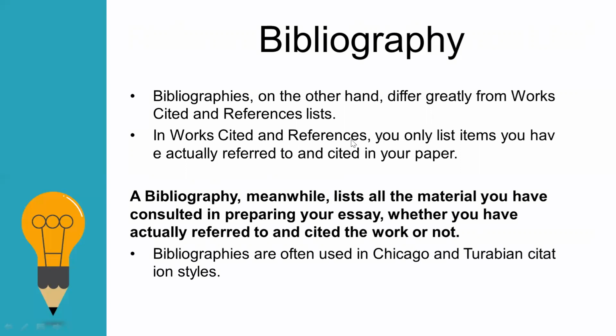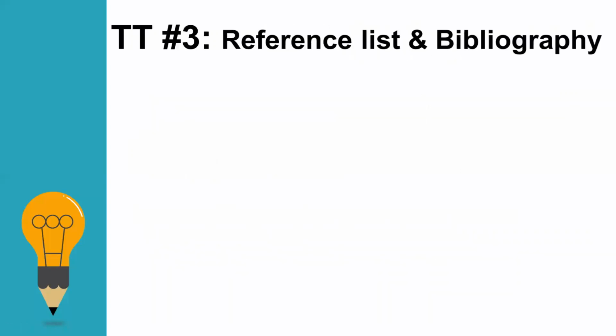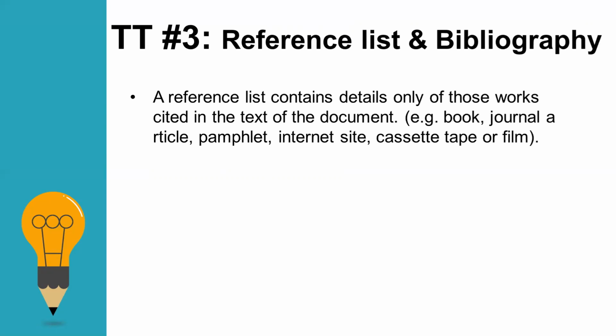Bibliographies are often used in Chicago and Turabian citation styles. So the next thing to understand is reference list and bibliography. A reference list contains details only of those works cited in the text of the document, for example, book, journal article, pamphlet, internet site, cassette tape, or film.